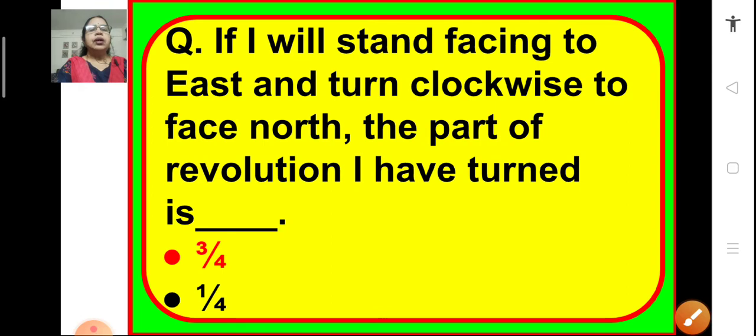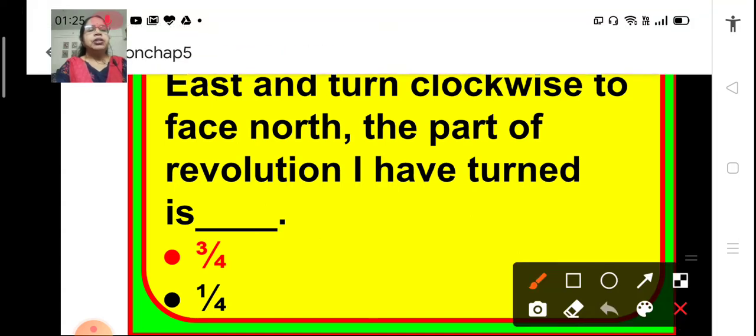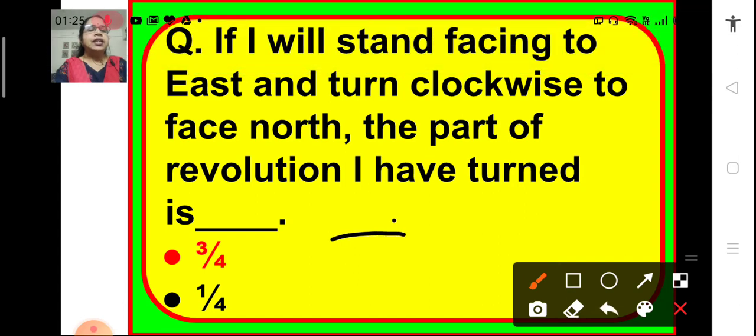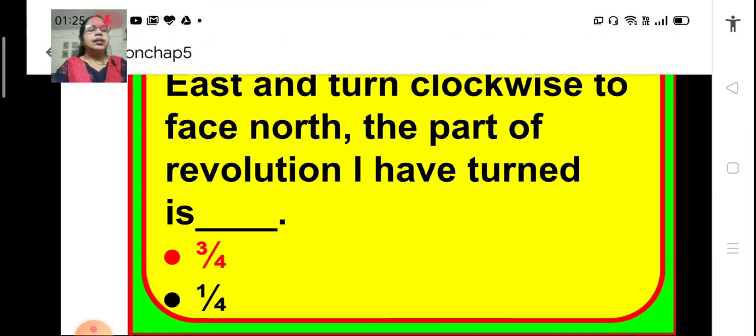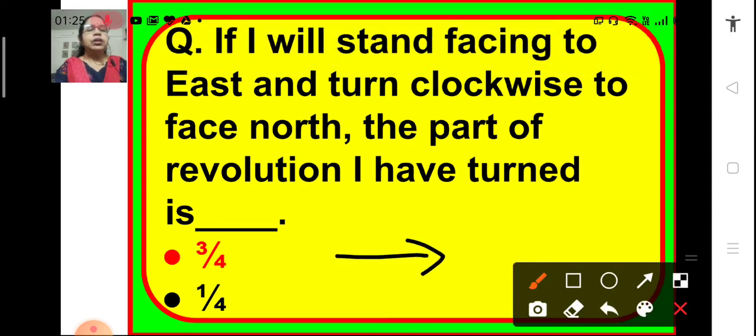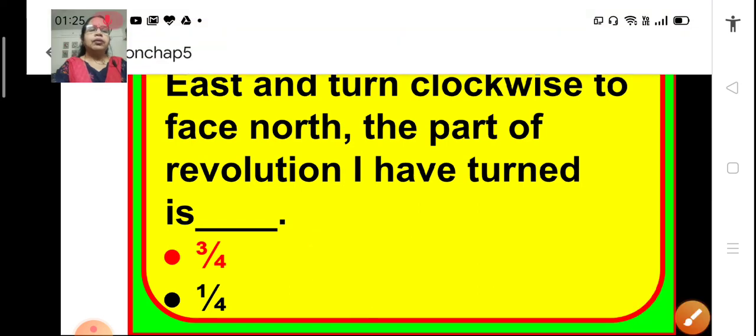Next question. If I stand facing east and turn clockwise to face north, the part of revolution I have turned is, that means the question is if I am facing east and if I turn clockwise to face north, that means I face north now. So what is the revolution I have gone through? It is 3/4 of the revolution, isn't it? It is 3/4, 3 right angles. So it is 3/4 of the revolution.